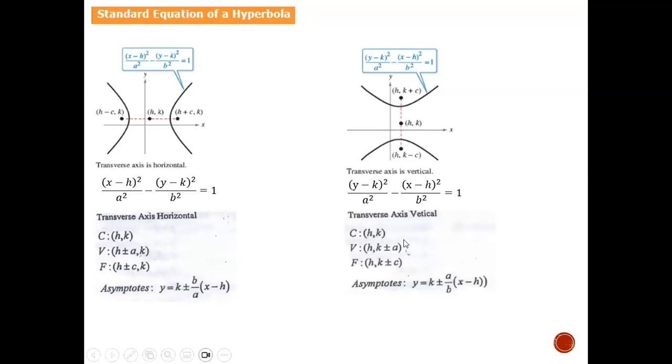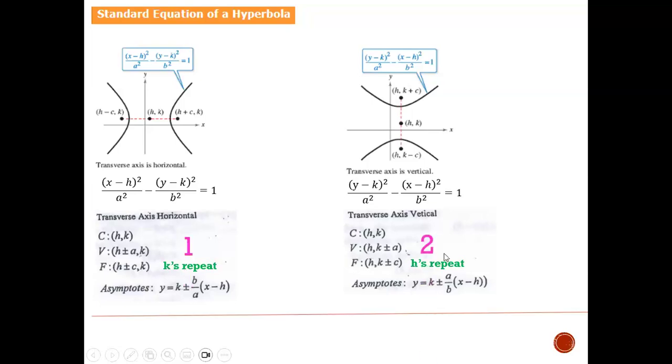When the transverse axis is vertical, here's how we obtain the information. H, K for the center is the same. Notice here that the H's match for the vertices and the foci. And then it's K plus or minus A and K plus or minus C. You have the equation for the asymptotes as well. So again, when the transverse axis is horizontal, the K's are going to be the same. When the transverse axis is vertical, the first coordinates, or the H's, are going to be the same.